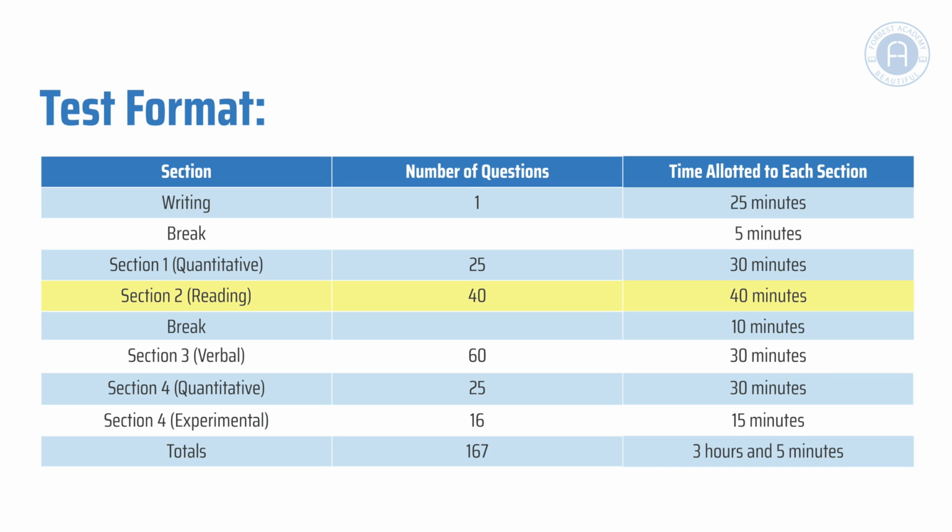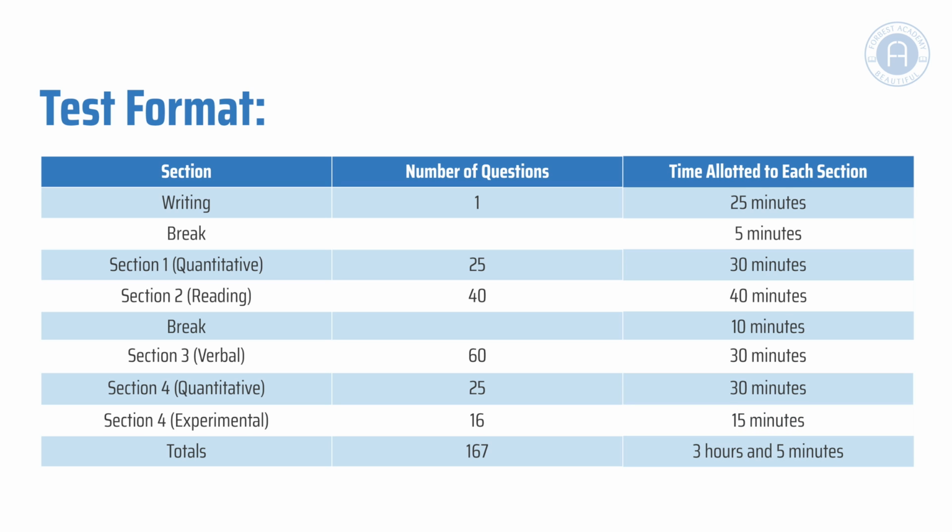Having completed these 2 parts, you can expect a 10-minute break before the next portion of the test. In the last part of the test, you're given a total of 60 questions that test your verbal skills, 25 questions that check your quantitative skills, and an experimental section with 16 questions. The amount of time allotted to these sections will be 30 minutes, and 15 minutes respectively, making the test duration a total of 3 hours and 5 minutes.